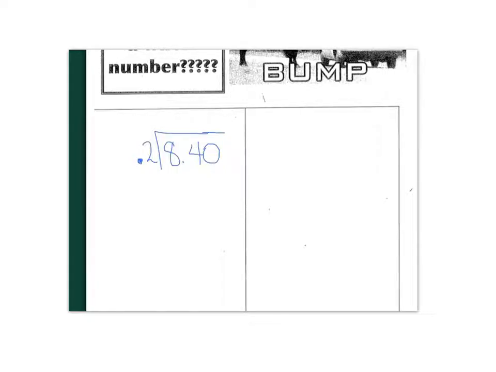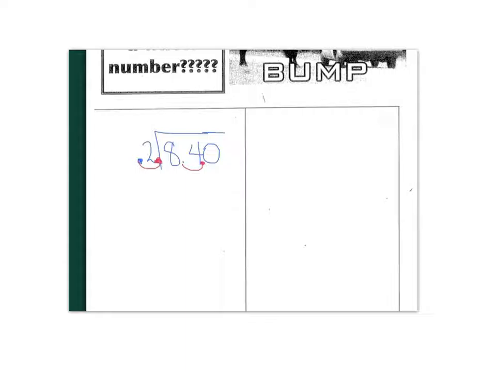So I cannot divide $8.40 by 0.2 without first getting rid of that decimal in the divisor. I'm not allowed to have it there, so I have to get rid of it. In order to get rid of it, I need to move it out of my way. I'm going to move it until it goes to the end. But if I do it to the divisor, I have to do the same thing to the dividend. So I have to take this decimal and move it one space as well.